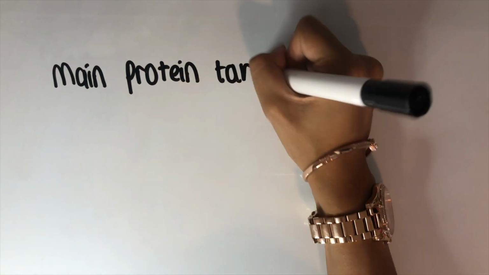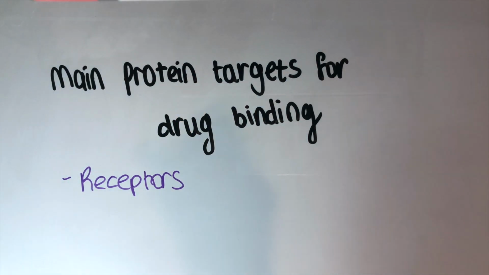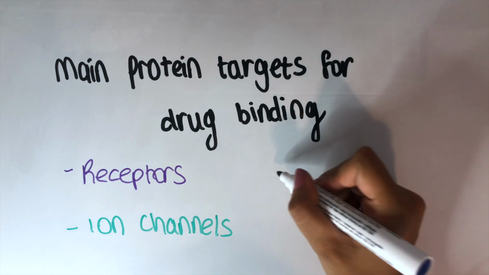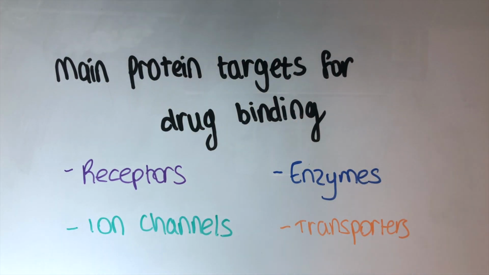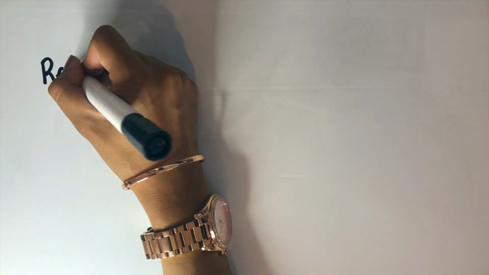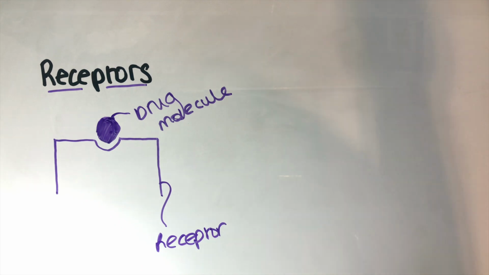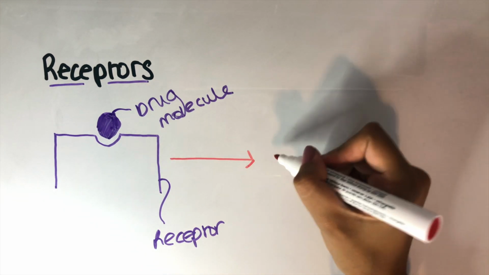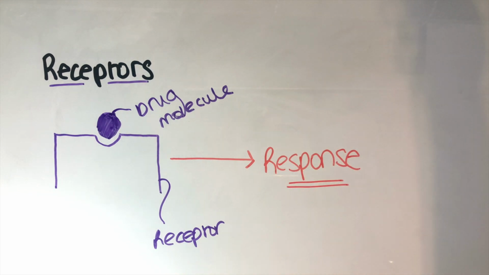There are four main protein targets for drug binding. These are receptors, ion channels, enzymes, and transporters. Let's start with receptors. Receptors are pretty straightforward. You've got your drug molecule which is bound to the receptor. This induces an intracellular cascade, allowing a response to happen.